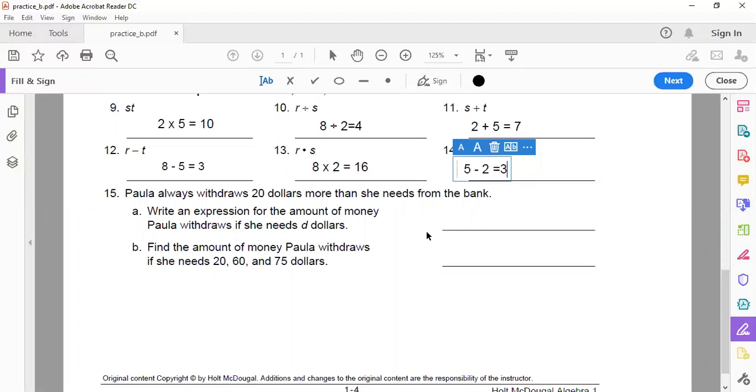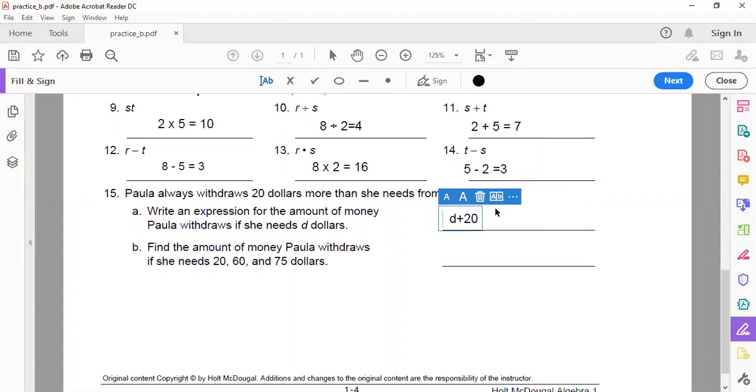Fine. $20 she takes extra. So if she's taking $50, how much do you think she's taking out? She will take 20 more, which means 50 plus 20. So let's write the expression. Write an expression for the amount of money Paula withdraws if she needs D dollars. They did not say how many dollars Paula is withdrawing, but rather that she needs D dollars. So D can be 50, D can be 100, any amount. But the thing here is she's taking 20 more. 20 more means she is taking plus 20. This is our expression, right?